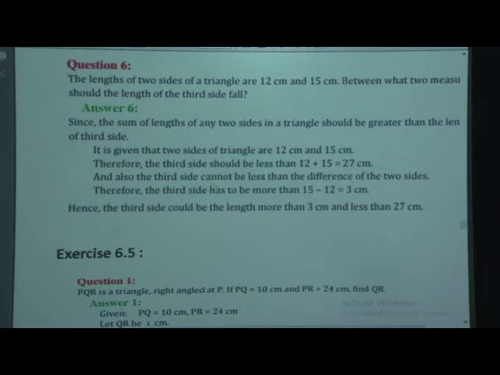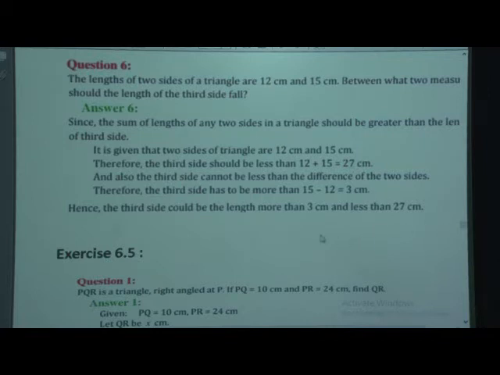And also the third side cannot be less than the difference of the 2, because we had learned this property when I was explaining in some example. So the third side should not be less than the difference, which means 15 minus 12, that is 3. It should not be less than 3. So therefore the third side has to be more than 3 centimeter. Hence the third side could be a length more than 3 centimeter and less than 27 centimeter.